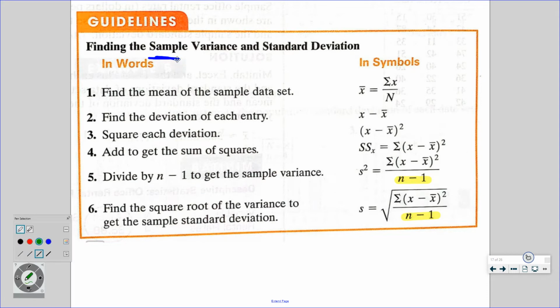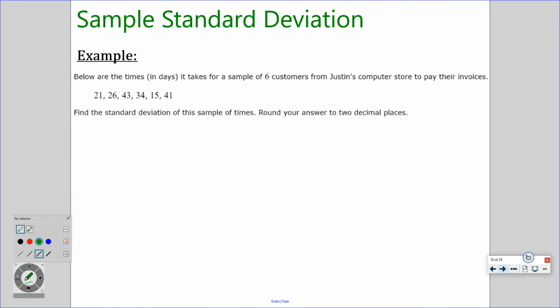Okay, so let's try a sample one. Notice in this question, it says below are the times in days it takes for a sample of 6 customers from Justin's computer store to pay their invoices. Find the standard deviation of this sample of times. Round your answer to 2 decimal places. All right, so first step, we're going to calculate the mean. And again, I'm going to use the x bar. I'm using the correct symbols. We're talking about samples.